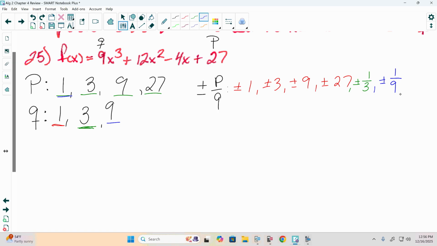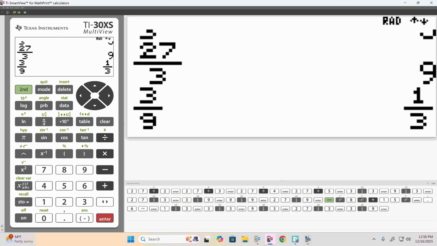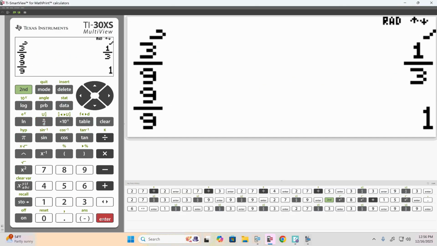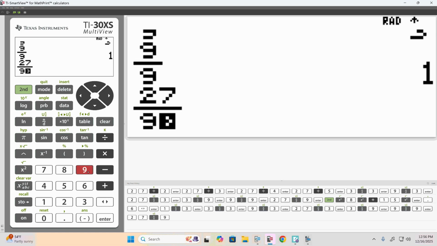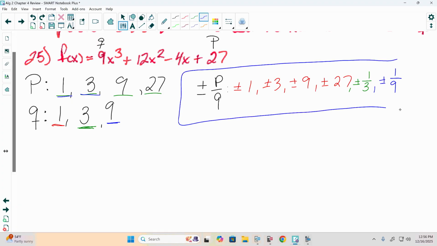Okay. So we had plus or minus 1 over 9. That's it. Now 3 over 9 is 1/3. We already have it. 9 over 9 is 1. 27 over 9 is 3. So really the only one that was added to it is 1/9. Now since we're out of factors of q, we're done.